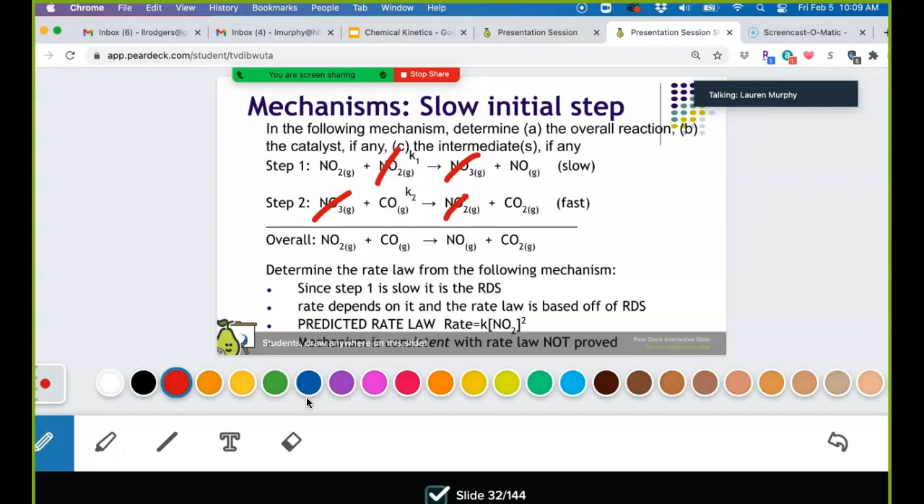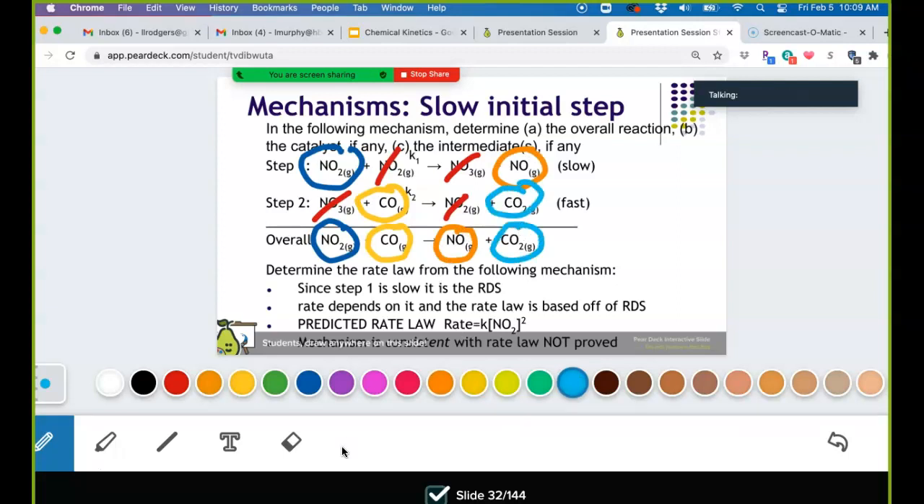So the overall reaction is already written, right? So look, I have NO2 left. I have CO. I have NO, and I have CO2. Notice the K constants, they're a little bit off. They're supposed to be above the reaction arrow. So K1 just means the rate law constant for the first step. K2 just means the rate law constant for the second step. Because remember, if they're going at different speeds, they'll have different rate law constants.